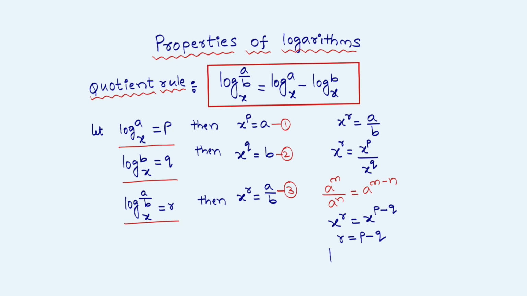Then we get log of a by b to the base x is r. P is log a to the base x. Q is log b to the base x. So this is the quotient rule. We got log of a by b to the base x is equal to log a to the base x minus log b to the base x. So wherever we have division, we can express it as the difference of two logarithms. This is the quotient rule.